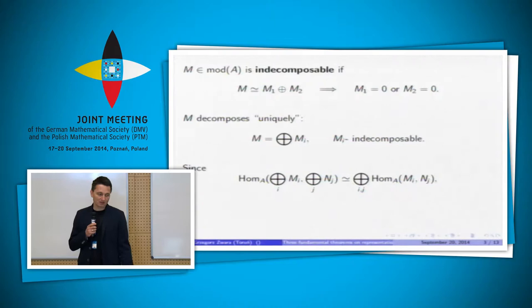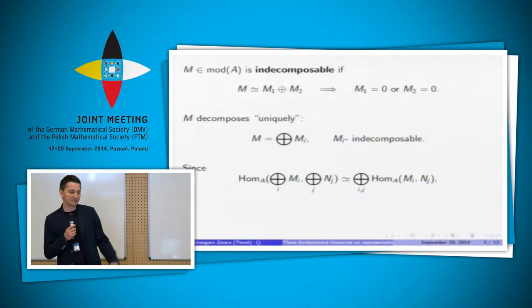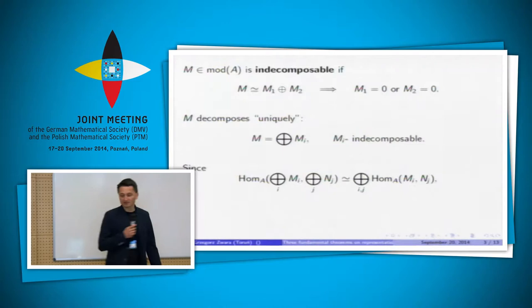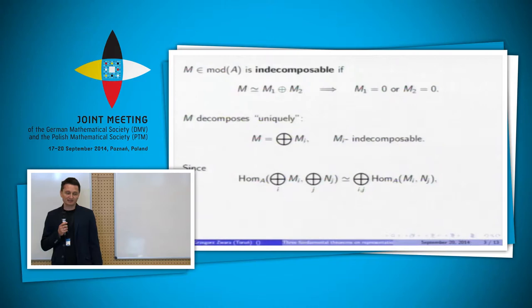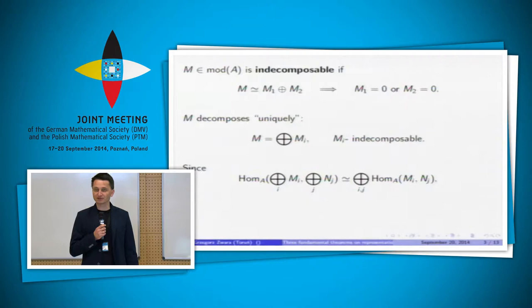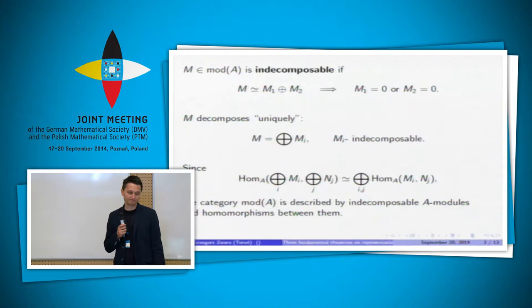Moreover, here I consider direct sum, finite direct sum; finite direct products are the same. If we consider homomorphism spaces between modules which are direct sums of others, it is canonically isomorphic to the direct sum of homomorphism spaces between these components Mi and Mj. As a result, to describe the category of modules, we can restrict to indecomposable A-modules and homomorphisms between them. Then we understand the full category.